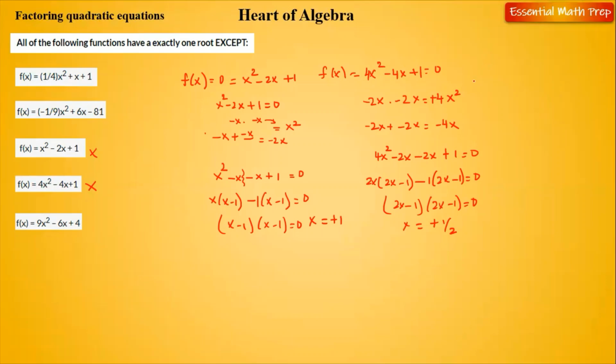So f of x equals 0, right? So 1 over 4 x squared plus x plus 1, right? So this is equal to 0. What if we take the denominator to be 4, then we will get x squared plus 4x plus 4 over 4 equals 0, right? All I did is I took the denominator to be a common factor of 4. 4 times 0 equals 0, so x squared plus 4x plus 4 equals 0.